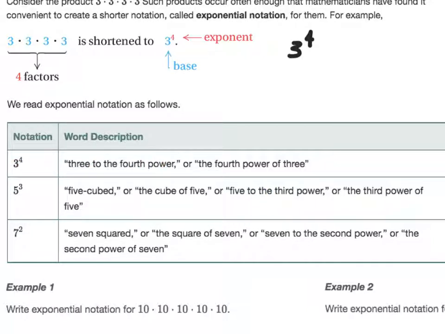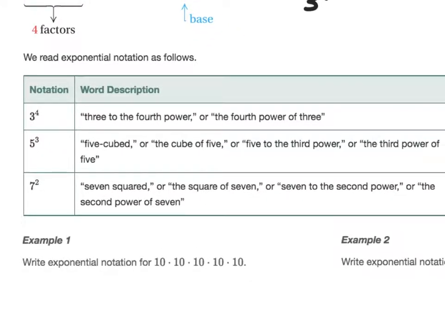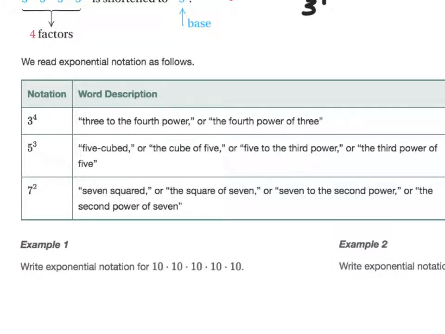Okay. The next one that you'll see quite a bit is when you have the little 2 there, and that means that you have something squared. Okay, 7 squared, or the square of 7. Or you could say that as 7 to the 2nd power. Okay. So, if I say something cubed, that means it's raised to the 3rd power. If I have something squared, it means I have raised something to the 2nd power.